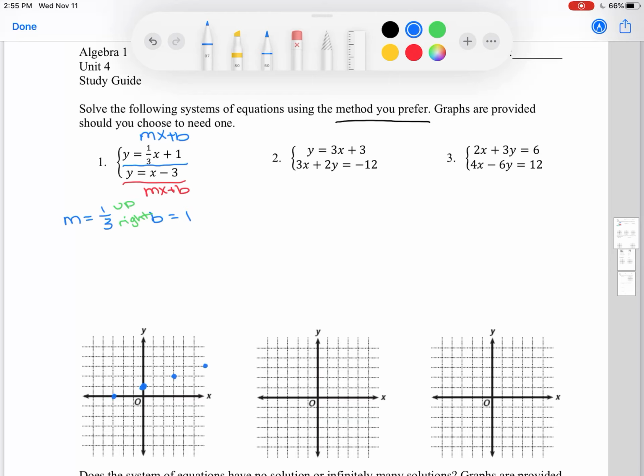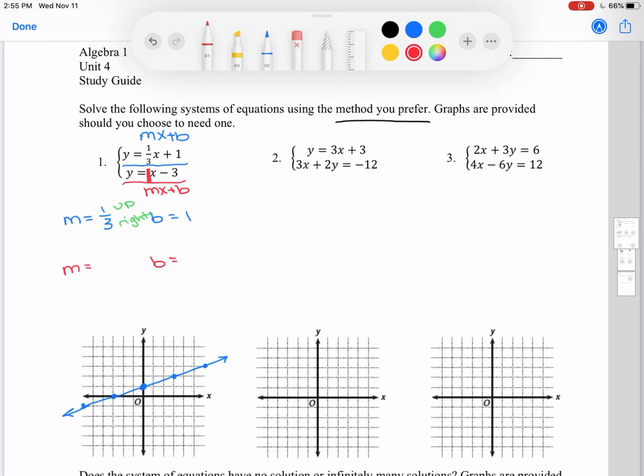At 1 on the y-axis, I can put a point, and then my slope is going to tell me that I want to go up 1, and I want to go right 3. So from the point that I just graphed, I'm going to go up 1, right 3, and I'm going to continue the pattern as much as I can to get as many points on my graph. Once I have all my points, I'm going to connect the points with a straight line. And I'm completely done with graphing that first equation.